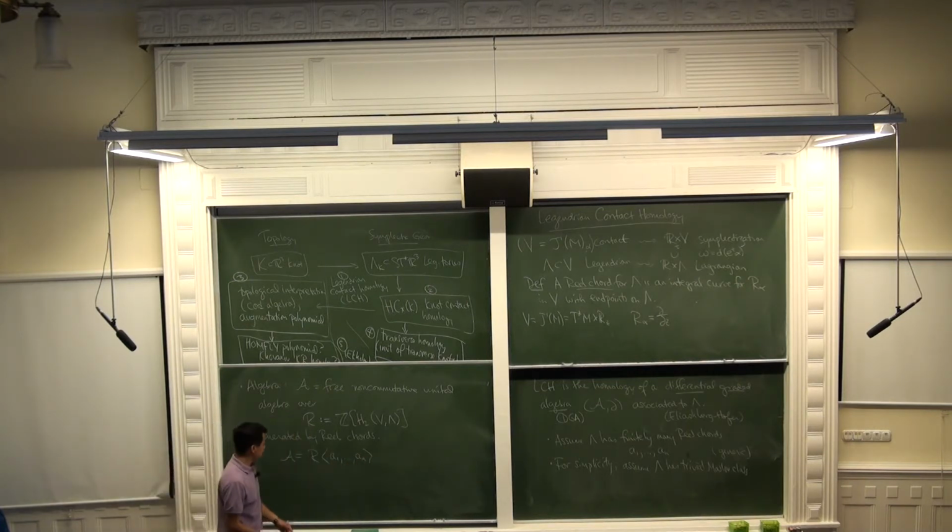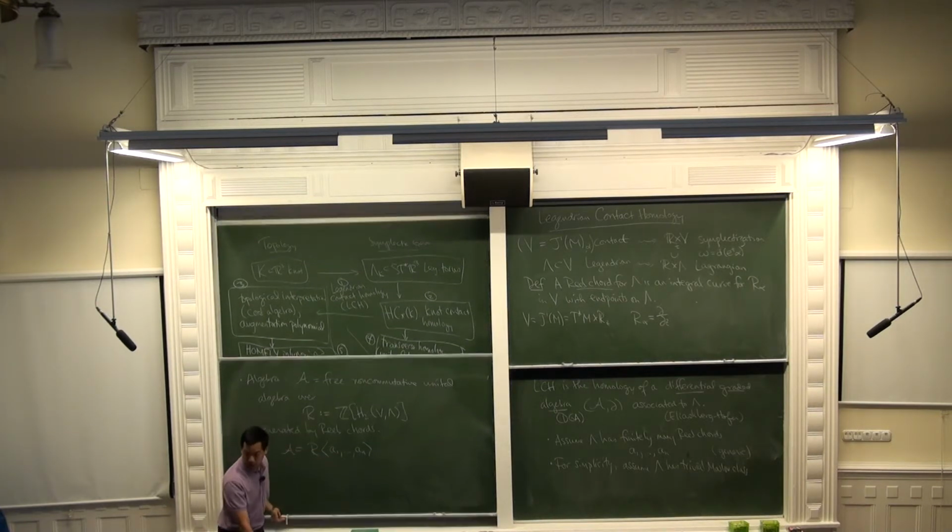And this is not a vector space. Another way to say this is the tensor algebra over R that's generated by a1 through aN. So think about the polynomial algebra generated by these things, but now don't allow the ai and the aj to commute with each other.